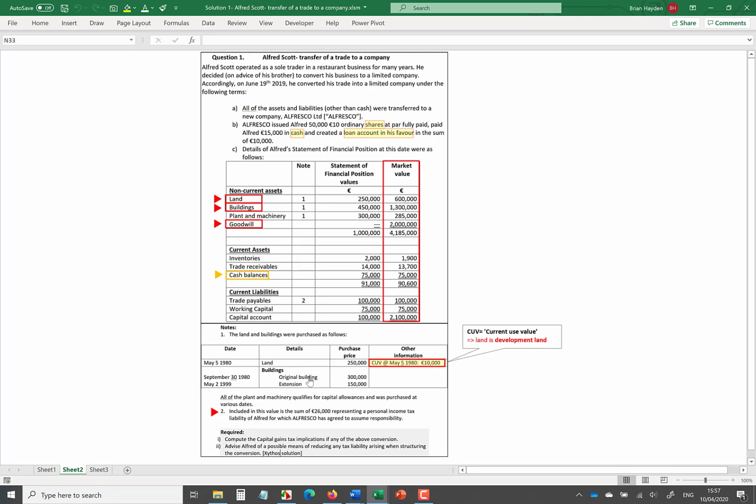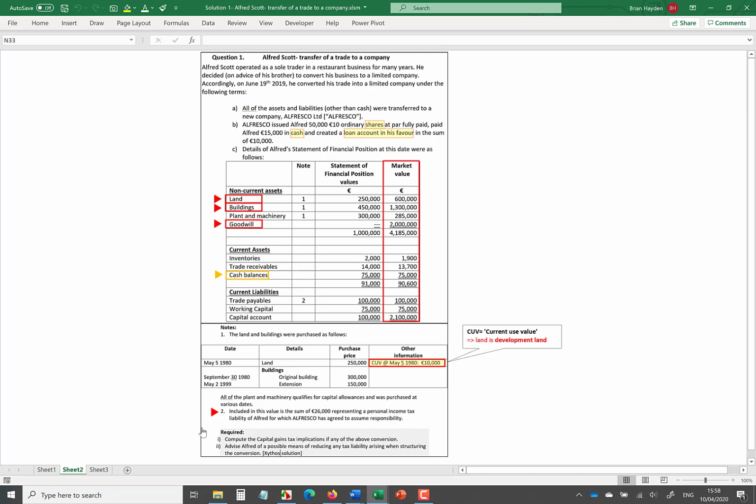The buildings were bought for 300,000 and then extended, so we have enhancement expenditure there of 150,000. This sentence, all of the plant and machinery qualifies for capital allowances, is another way of telling you that you can disregard plant and machinery for the purpose of capital gains tax. It's restricted really to income tax, but essentially disregarded. Now, included in the value for trade payables is the sum of 26,000 representing a personal income tax liability of Alfred, for which Alfred Scott Limited has agreed to assume responsibility.